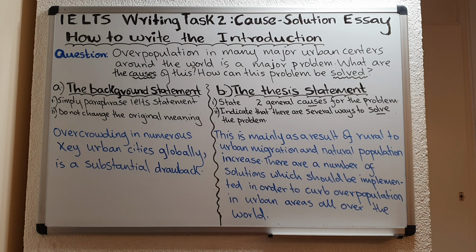Okay, so take care. Once you have written the 2 general causes for the problem in the first part of your thesis statement, in the second part, ensure that you begin with there are a number of solutions which should be implemented in order to solve the problem of overpopulation all over the world. You can write that too, no problem. Okay, so that's how you write the background statement and the thesis statement.